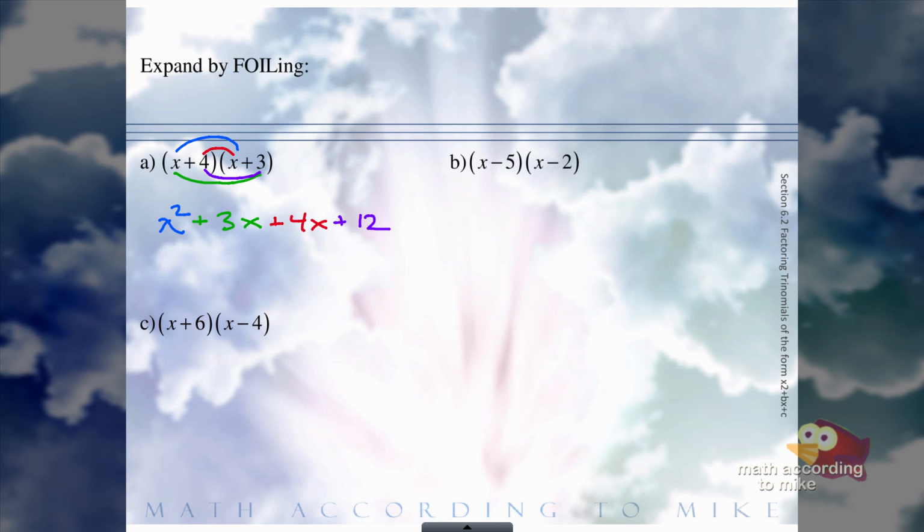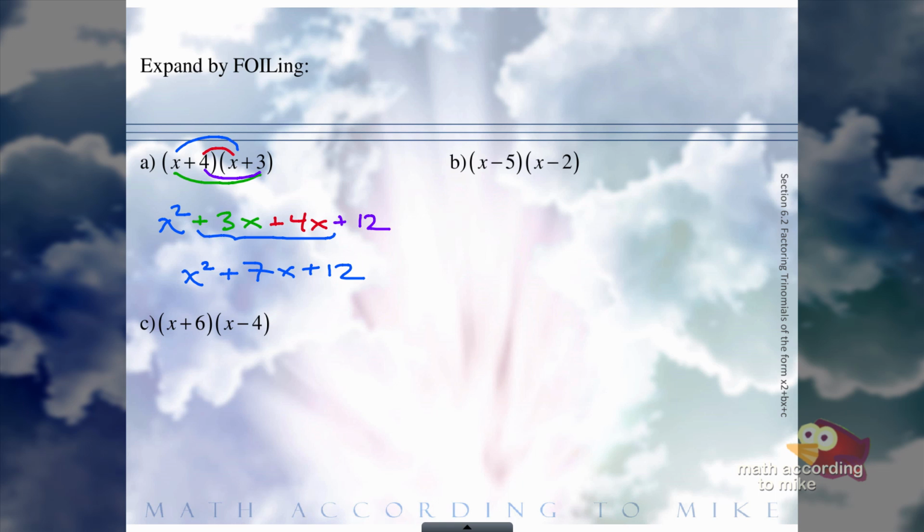4 times 3 is 12. And then we have like terms. 3x plus 4x makes 7x. So our final answer is x squared plus 7x plus 12. Very good. First, outer, inner, last.